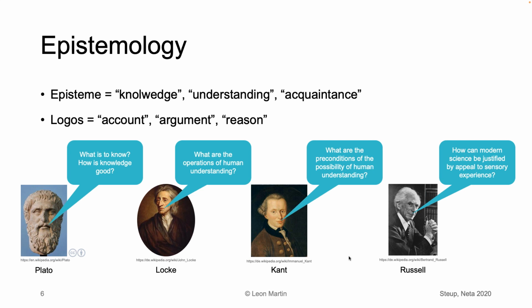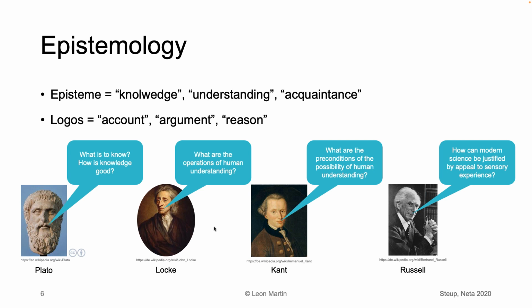Sorry about that. Okay, so epistemology is the school behind talking about knowledge, basically. From ancient history, people were interested in what it is to know, how we can describe knowledge, what knowledge is, how knowledge is good, and then the question arises: what are the operations of human understanding? So, early cognitive psychology, basically. What are the preconditions of the possibility of human understanding?